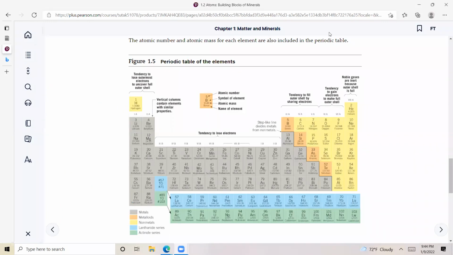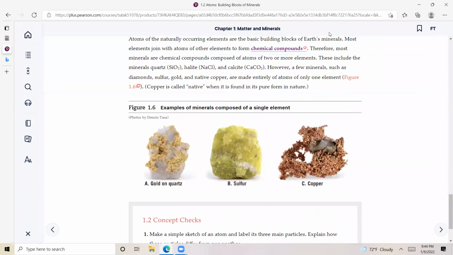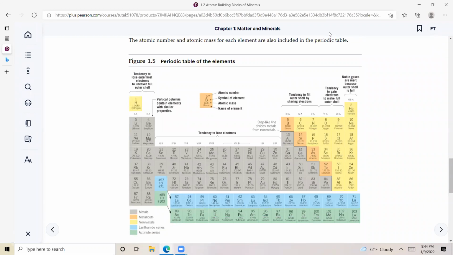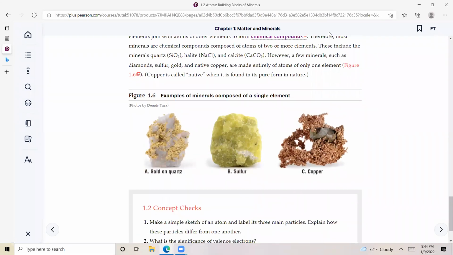There is a nice graph in the next section. We will go through it in more detail. And there is a nice example showing quartz, sulfur, and copper, which is trying to explain to you that a mineral can be composed of a single element. Gold, sulfur, and copper contain only one element in their chemical composition.